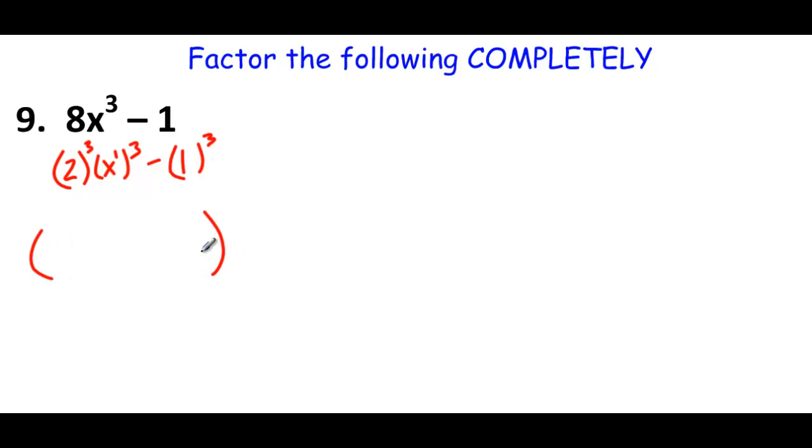So I'm going to get my smaller parentheses. I'm going to look at my first term. That's 2x times 2x times 2x. Gets me back to 8x cubed. Minus, and the reason it's minus is because this is a difference now. And this is 1 times 1 times 1.